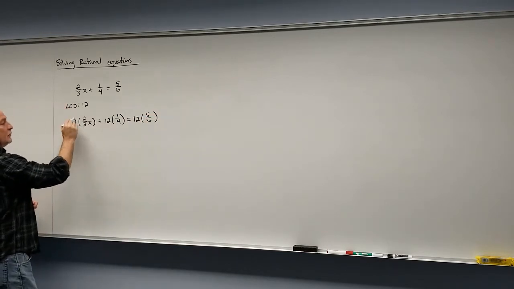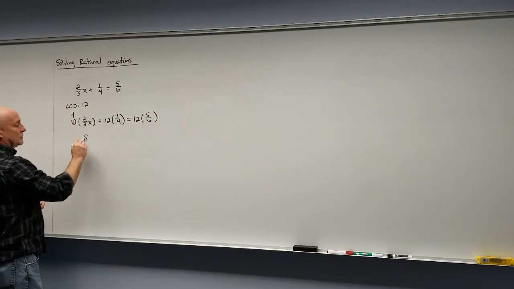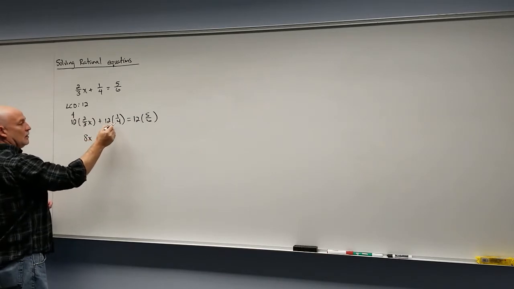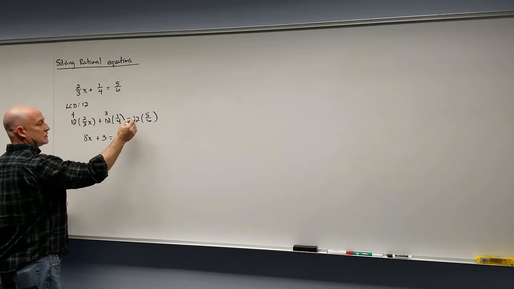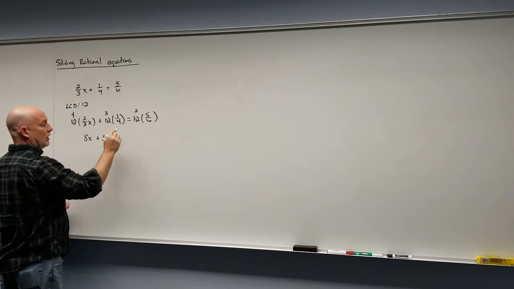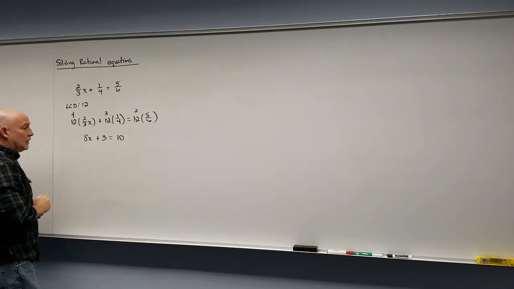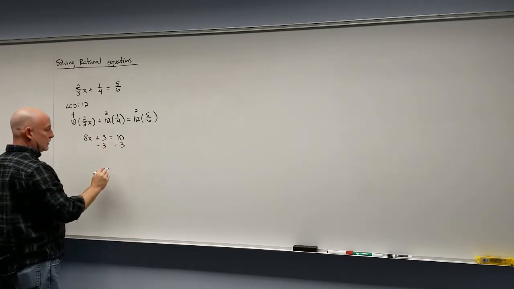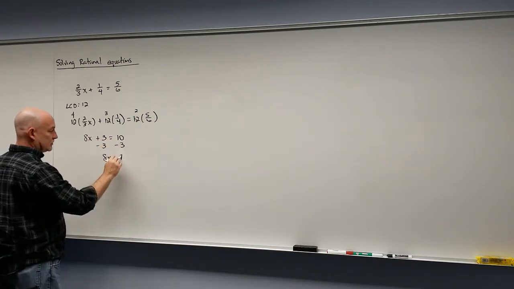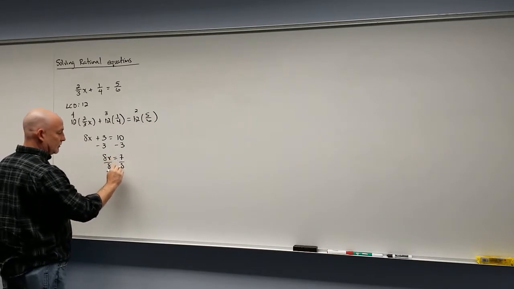Let's see, 3 goes into 12 4 times. 4 times 2 is 8, those are x's. 4 goes into 12 3 times. 3 times 1 is 3. 6 goes into 12 twice. 2 times 5 is 10. Then it was still a linear equation, but a lot easier to deal with. So we'd have 8x is equal to 7, and we just solve whatever's left over.